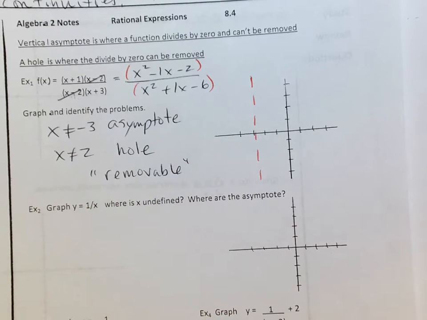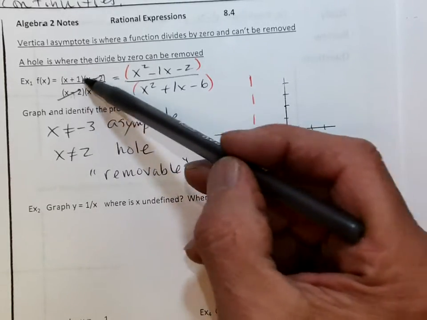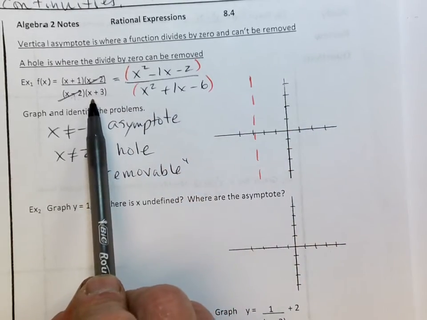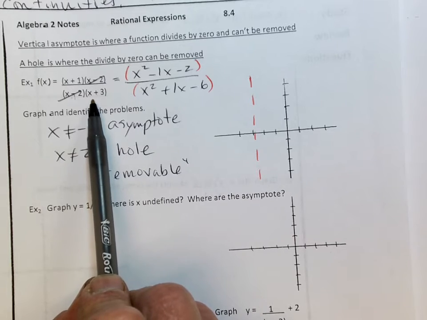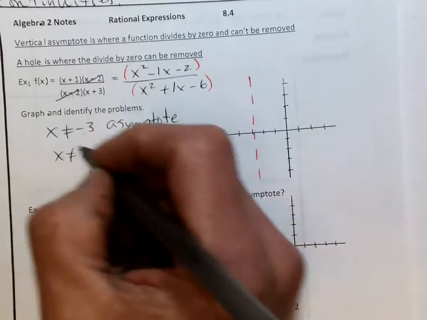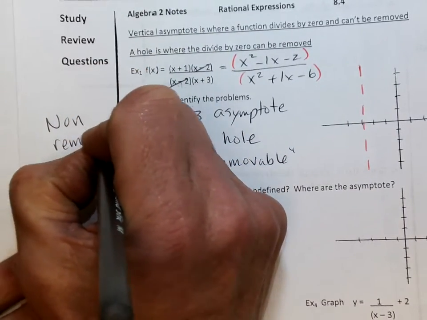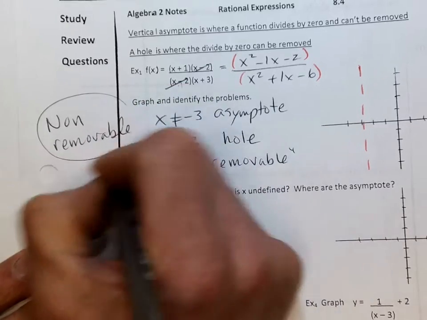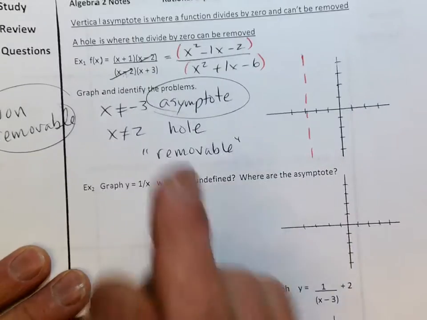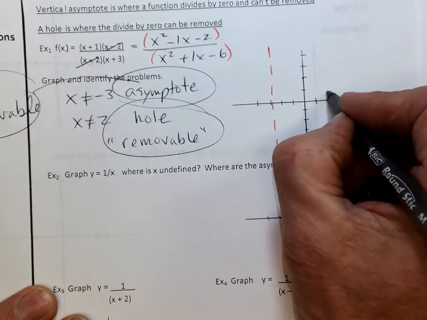If I can't get rid of it, like the 3, I can't cancel, right? I cannot cancel, right? Agree? So I can't get rid of the x plus 3. So at -3, you can't get rid of it. It's non-removable. It's an asymptote. So if it's non-removable, it's an asymptote. If it's removable, it's a hole. So right at 2, we get this hole, okay?